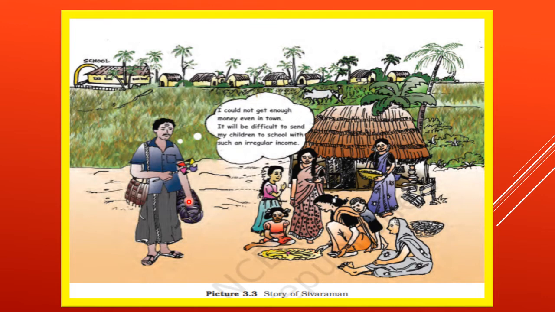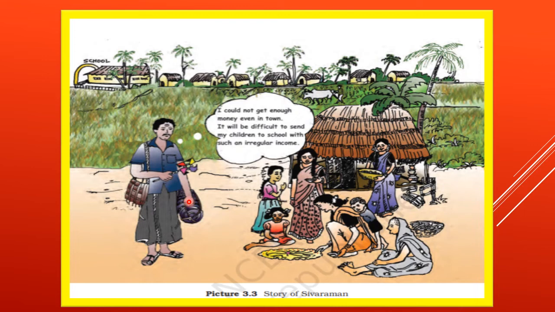Let us understand this concept better through a case study, the story of Shiva Raman. Shiva Raman lives in a small village near Karur town in Tamil Nadu. He is a cobbler by caste, and now he works as an agricultural labor, working for rupees 50 per day only for 5 to 6 months in a year.